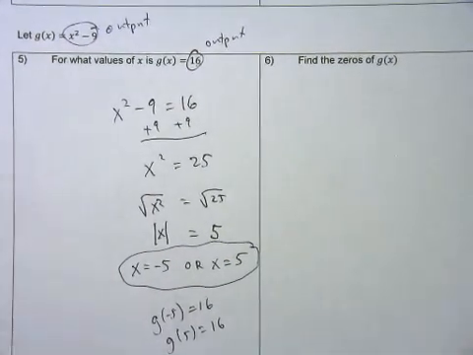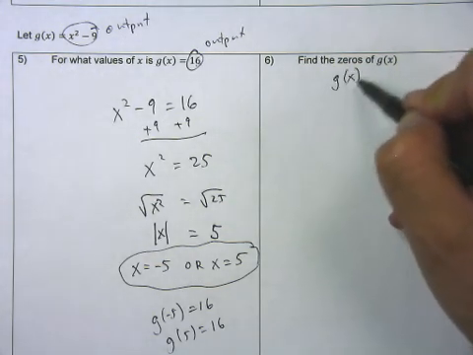All right, I want you to do number 6 on your own. Find the zeros of our function. Find the input values that give us output of 0. Please pause and do that. All right, let's check to see if you got it.